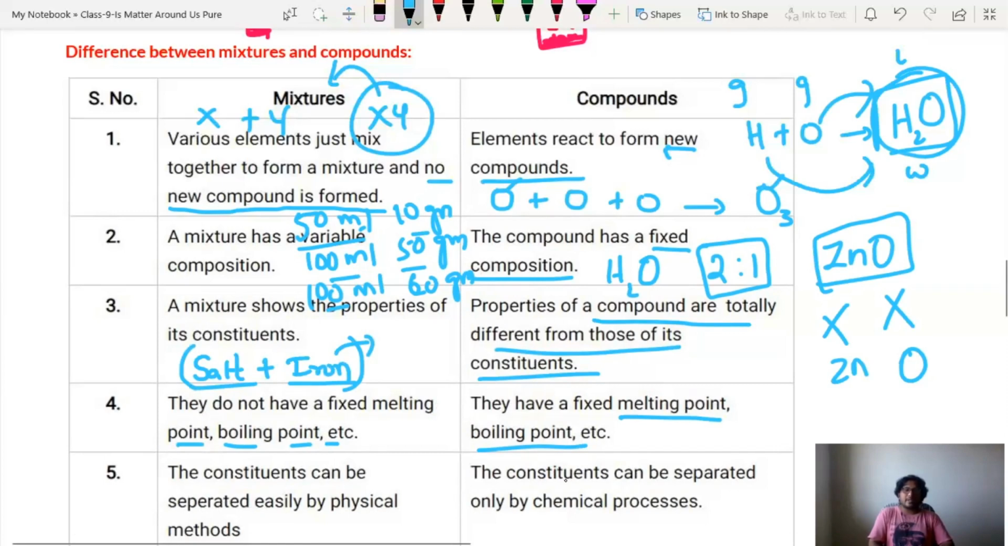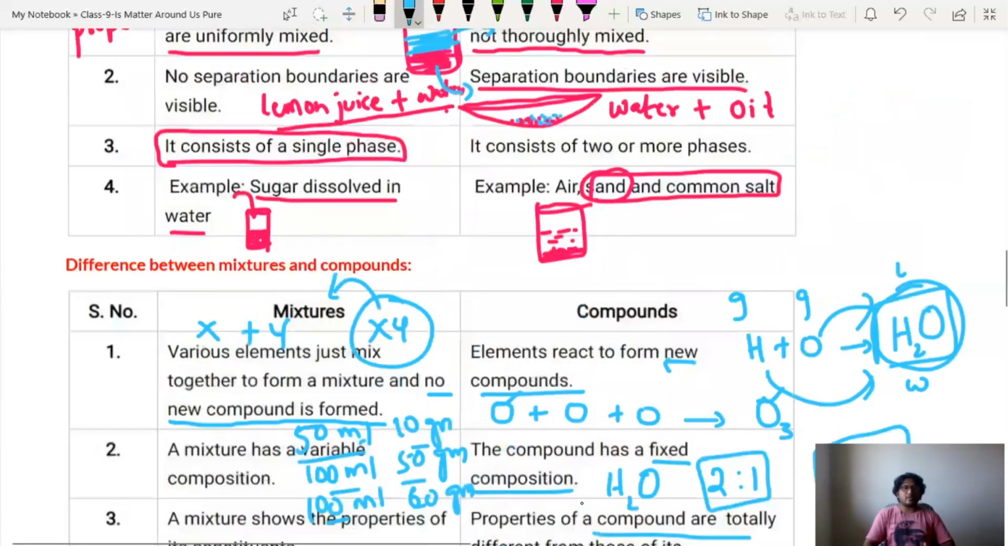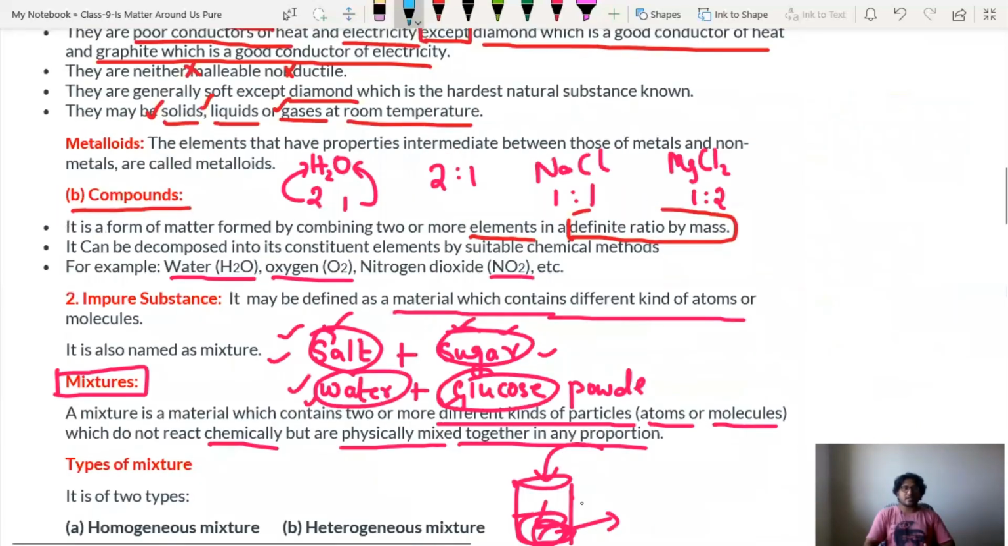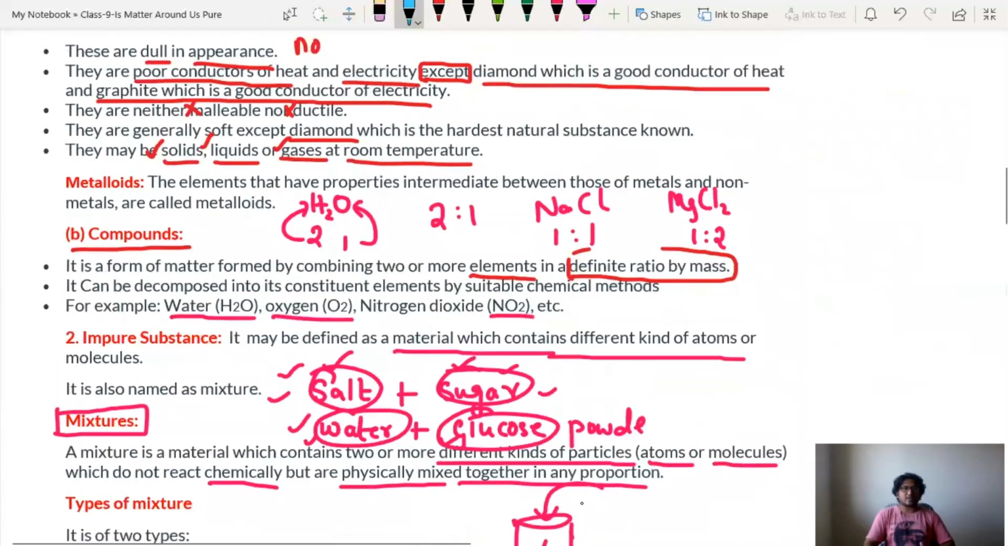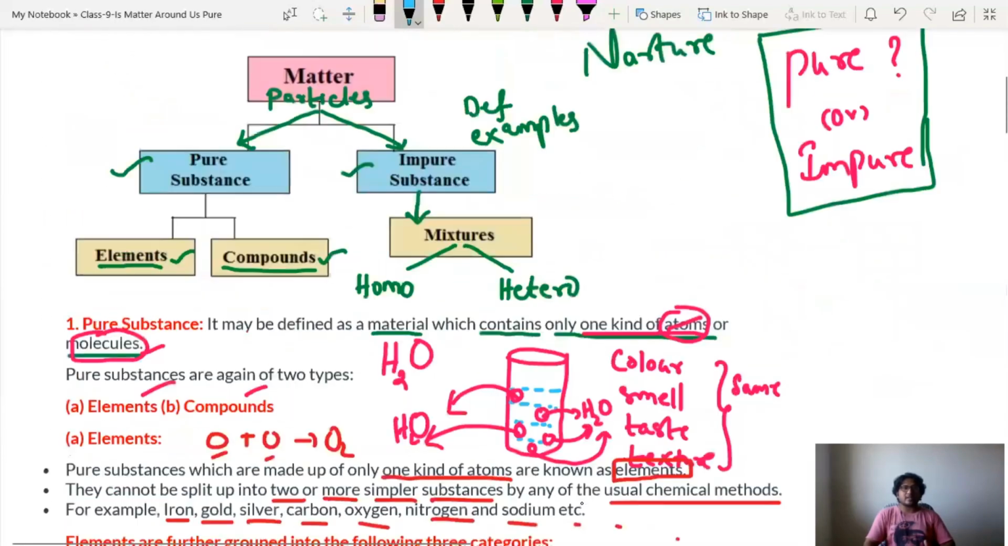But while coming to compounds, it is not that easy to separate them, and constituents can only be separated by chemical processes, not by physical processes. Mixtures can be separated by physical methods, compounds will be separated by chemical methods. Those are the concepts of mixtures, compounds, homogeneous, heterogeneous, pure substance, impure substance, metals, non-metals and metalloids.